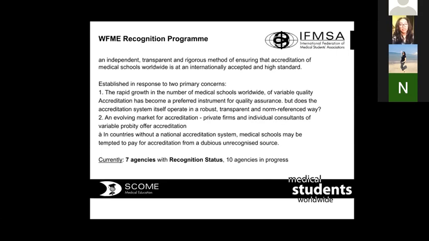currently in WFME, there are 7 agencies with recognition status, and 10 agencies in progress. So they give the recognition to 7 agencies around the world, and there are 10 agencies in the process of the recognition program. Also, if you want to know more about the agencies which have been recognized by WFME, you can visit the website of WFME and learn more about the recognition program and the status of the agencies around the world. And also, you can know more about the status of your own agency in Azerbaijan, for example, or in Turkey, and also the requirements of the recognition program for the agency.